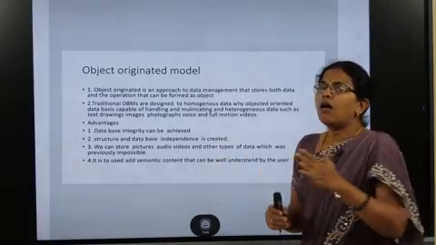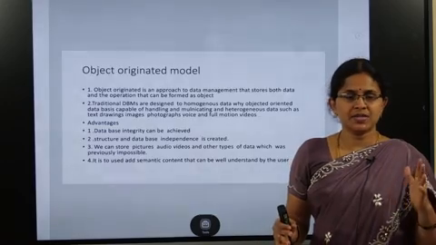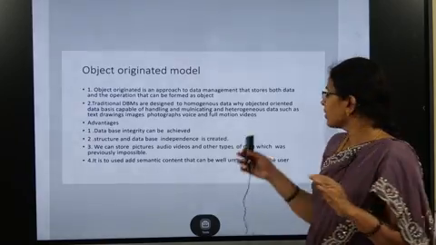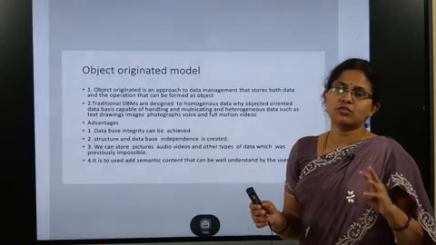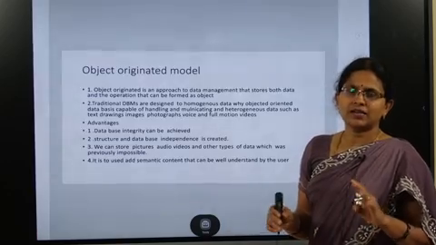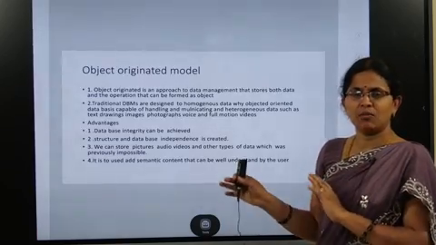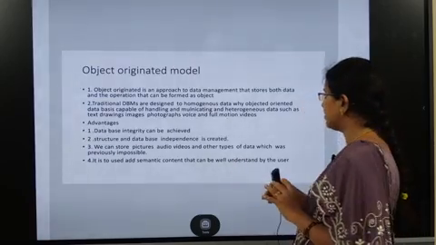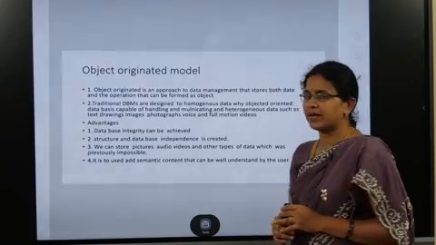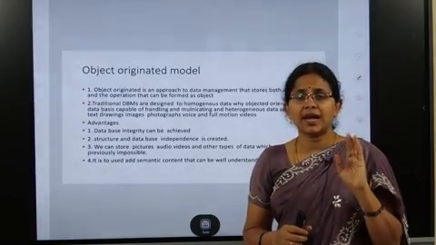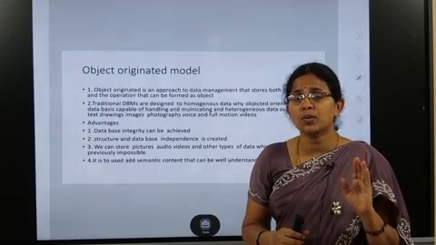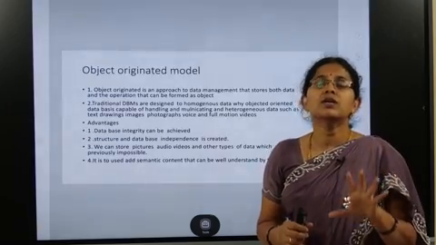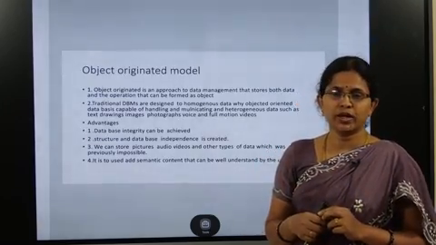And you can store all type of data here. It means like text, documents, images, photographs, pictures, videos, audios, full motion, HD, like that. Any type of data you can store and save by using this model. And last one, it is used to add the semantic content that can be well understood by the user. It means whatever the type of data that can be understood by the user, it can be easily accessed and added to the system by using the object oriented model.